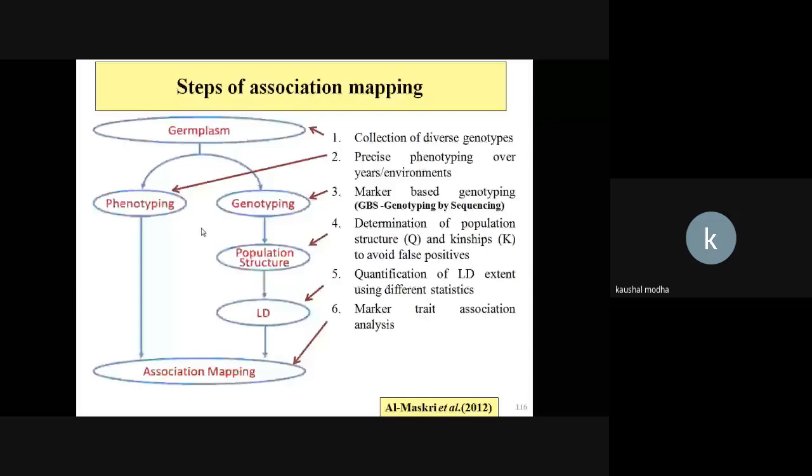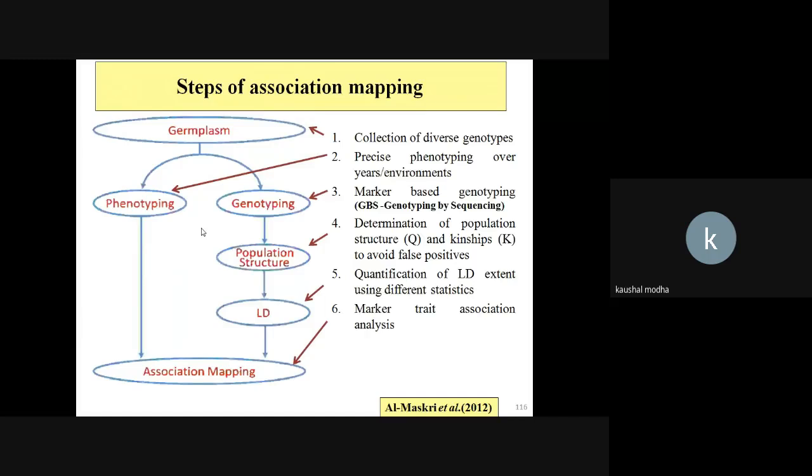Association mapping is far better than linkage mapping. If association mapping is conducted properly, it can give you a better result than linkage mapping. We can combine them both also. We'll see that later on.